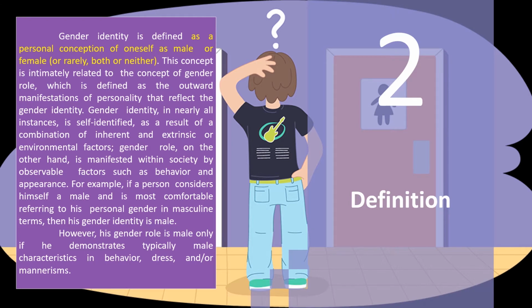For example, if a person considers himself a male and is most comfortable referring to his personal gender in masculine terms, then his gender identity is male. However, his gender role is male only if he demonstrates typical male characteristics in behavior, dress, and mannerisms.